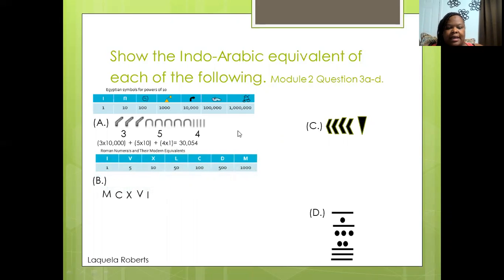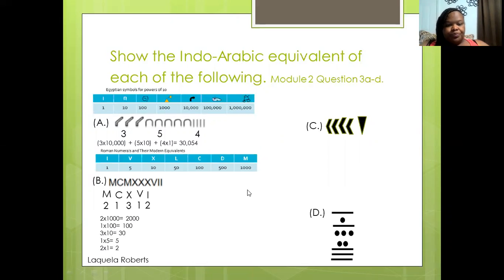B, the same as our numeral. So we have M, C, X, V, and I. And they all represent a number, okay? So M is 2, C is 1, X is 3, V is 1, and I is 2. So let's see what that totals up to, okay? So we got 2 times 1,000 equals 2,000. 1 times 100 equals 100. 3 times 10 equals 30. 1 times 5 equals 5. And 2 times 1 equals 2. And we have a total of 2,137 for that one.